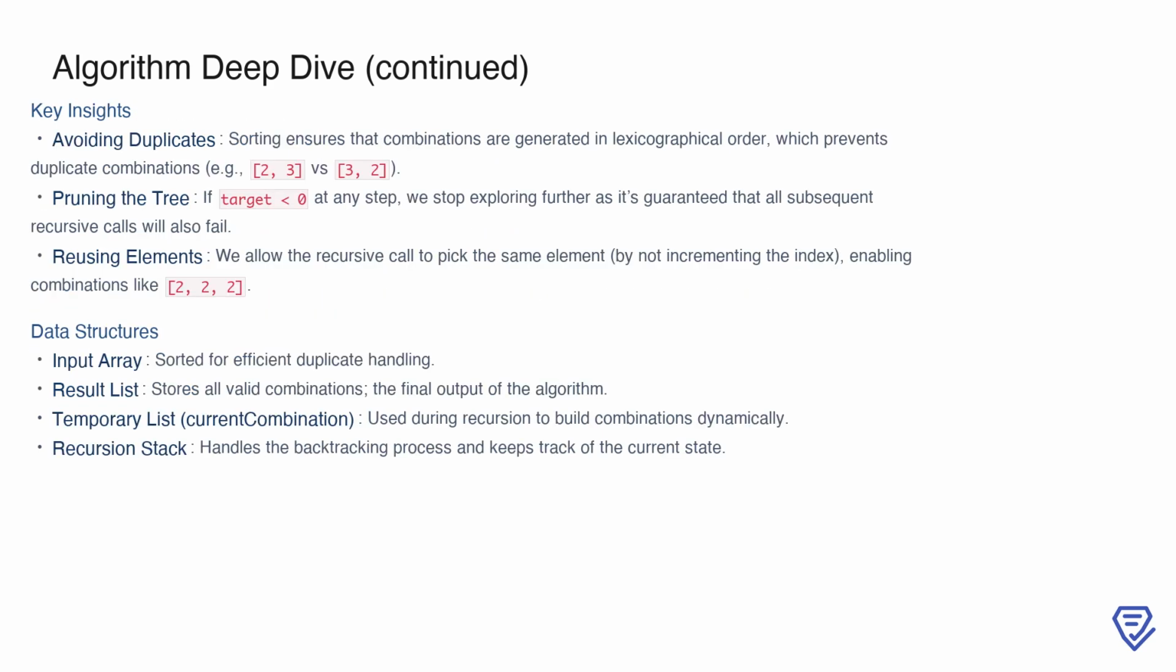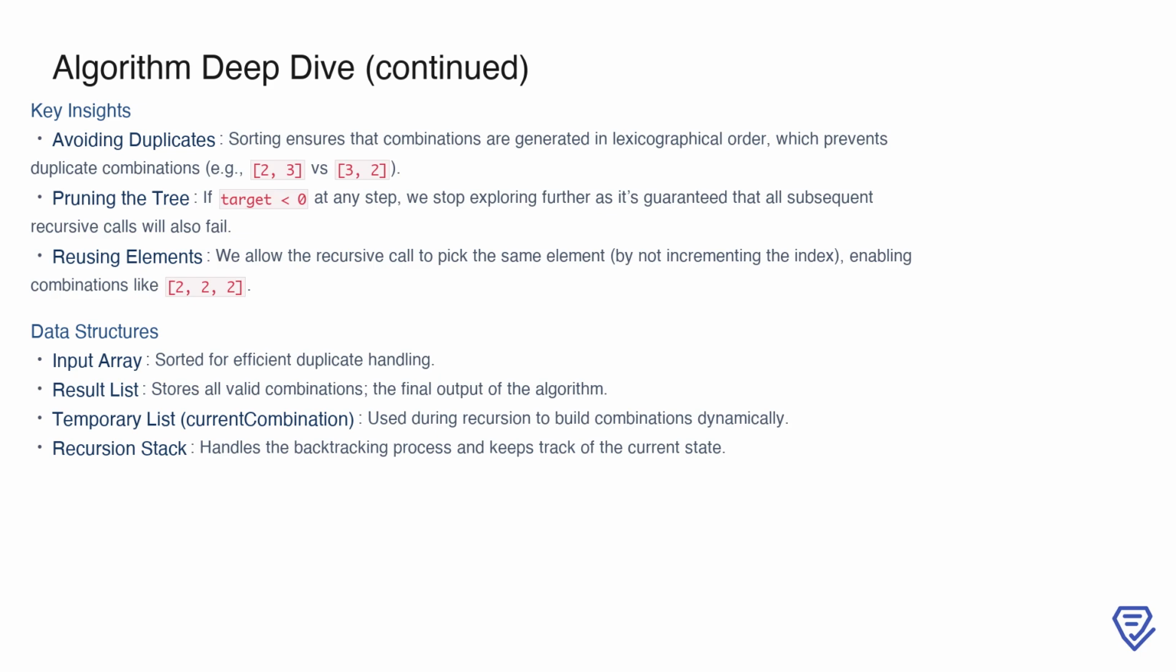There are a few key insights to consider when implementing this algorithm. First, sorting the input array ensures that combinations are generated in lexicographical order, which automatically prevents duplicates like 2, 3 and 3, 2. Second, we use a pruning technique to stop recursion whenever the target becomes negative, as it's guaranteed that further exploration will not yield valid results. Third, by allowing the same index to be reused in the recursive call, we can include elements multiple times, enabling combinations like 2, 2, 2.